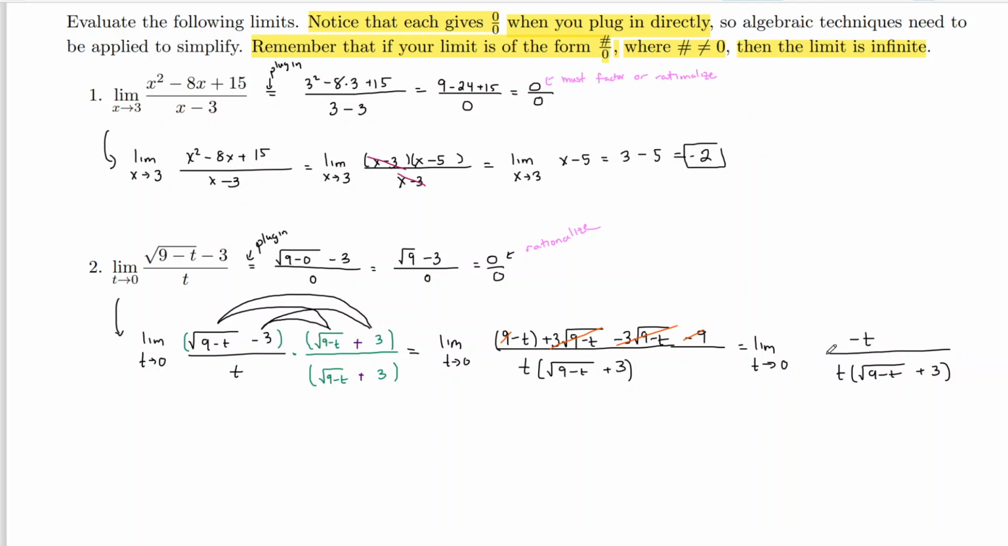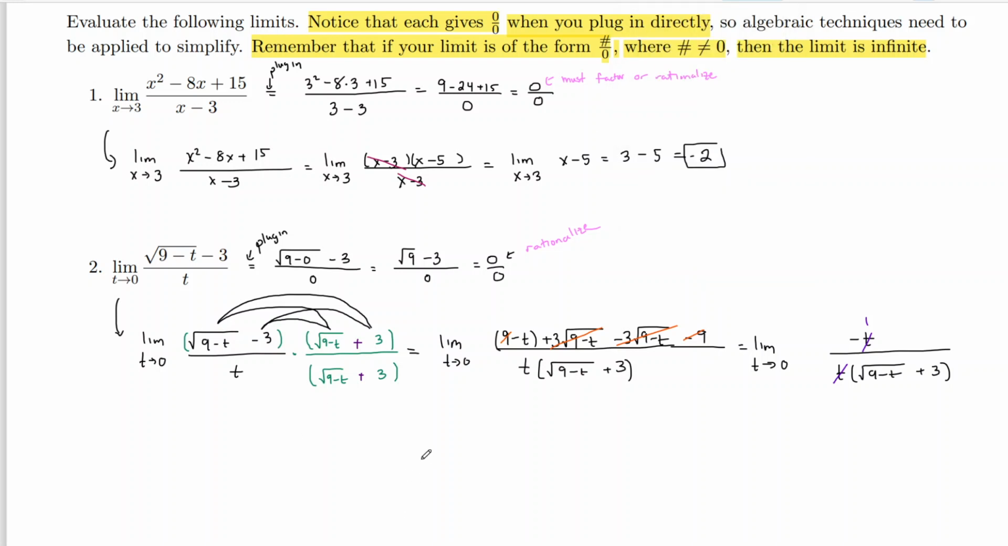Now what you can do and what you have to do is something similar to above. Whenever you get 0 over 0 and you do an algebraic manipulation like this, factoring, rationalizing, the 0 over 0 won't go away until you cancel something. And at this point, we can cancel. This t on the bottom gets canceled with the t on the top. Now, because this is pretty much the only thing up here, we just write a 1 to notice that it's -1 on the top.